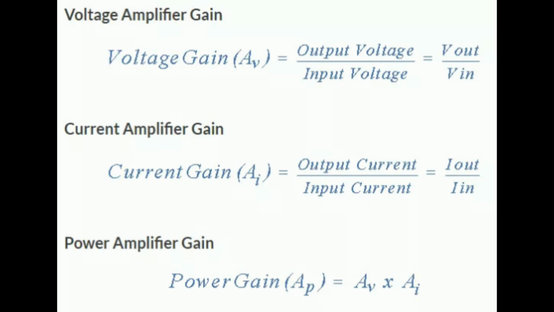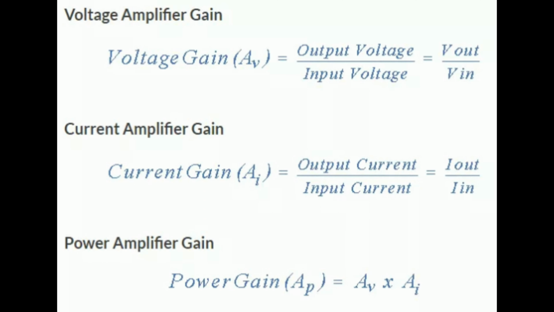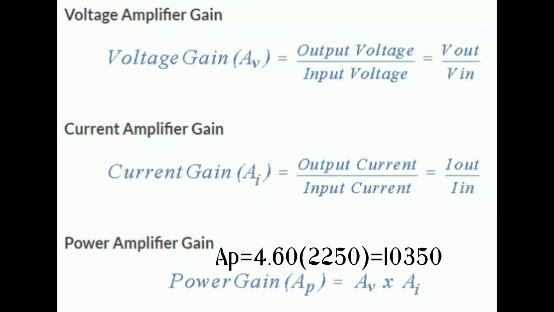We will now be computing the amplifier gain of our circuit. So we will be using these formulas. For our voltage gain, 6.49 over 1.41 is 4.60. For our current gain, 405 milliamperes over 180 microamperes is 2,250. For our power gain, 4.60 times 2,250 is 10,350.